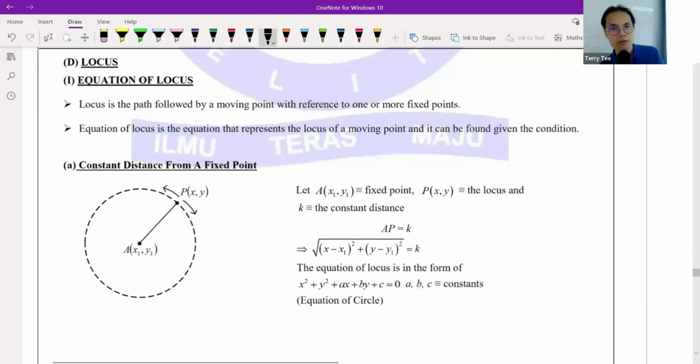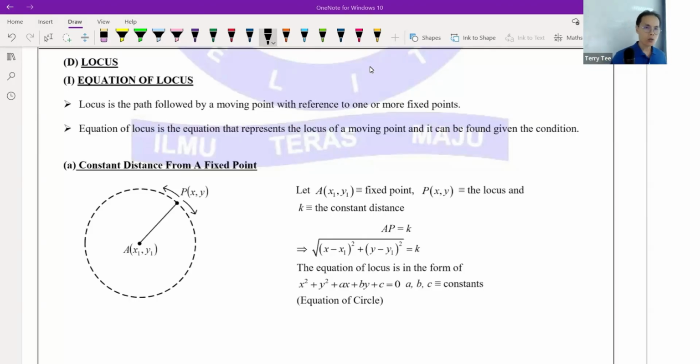Today's topic is chapter 7.4, Equation of Locus. Let's begin. So this is the next part, equation of locus. Actually there are 3+1 types of locus, and in fact, in recent SPM, they ask you even another type. I'm not going to go there. I'll just show you the common ones.